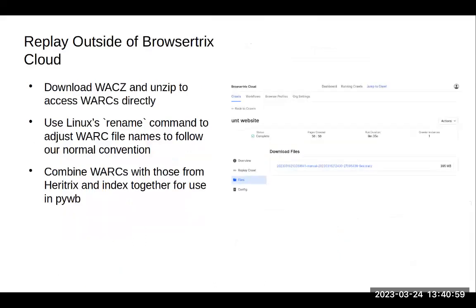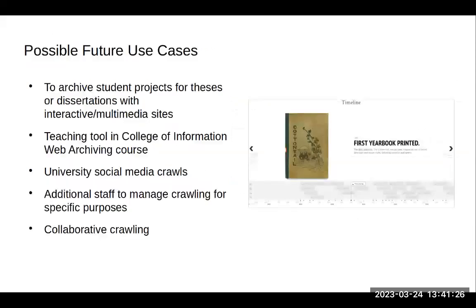But ultimately, our users aren't going to be viewing the sites in Browsertrix Cloud. So I downloaded the WACZs that Browsertrix Cloud was writing, unzipped them to access the WARCs directly, used the Linux rename command to adjust the file names to fit our normal convention, and combined the WARCs with those from Heritrix and indexed them together for use in PyWB. And this all worked as expected.